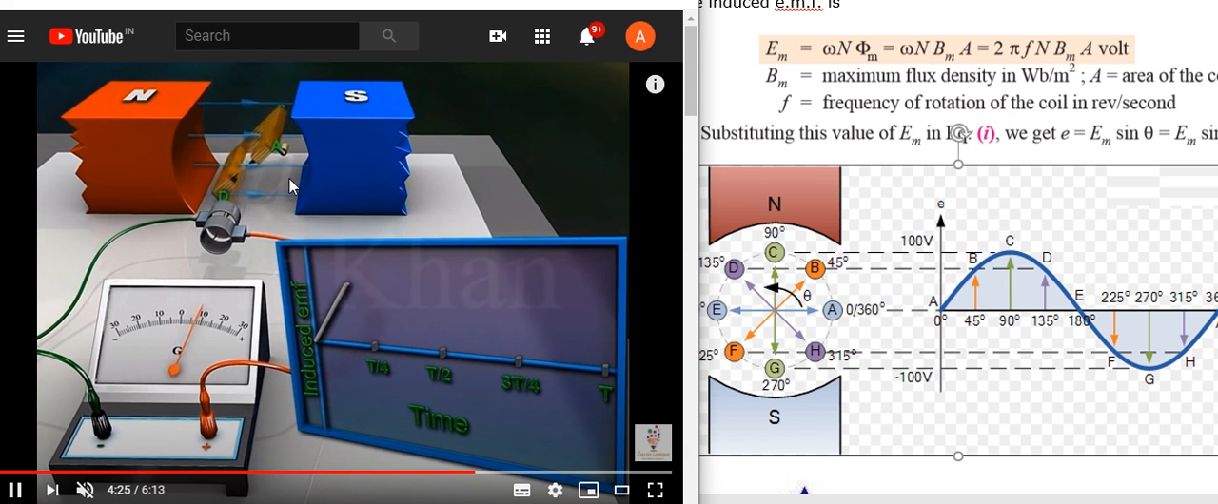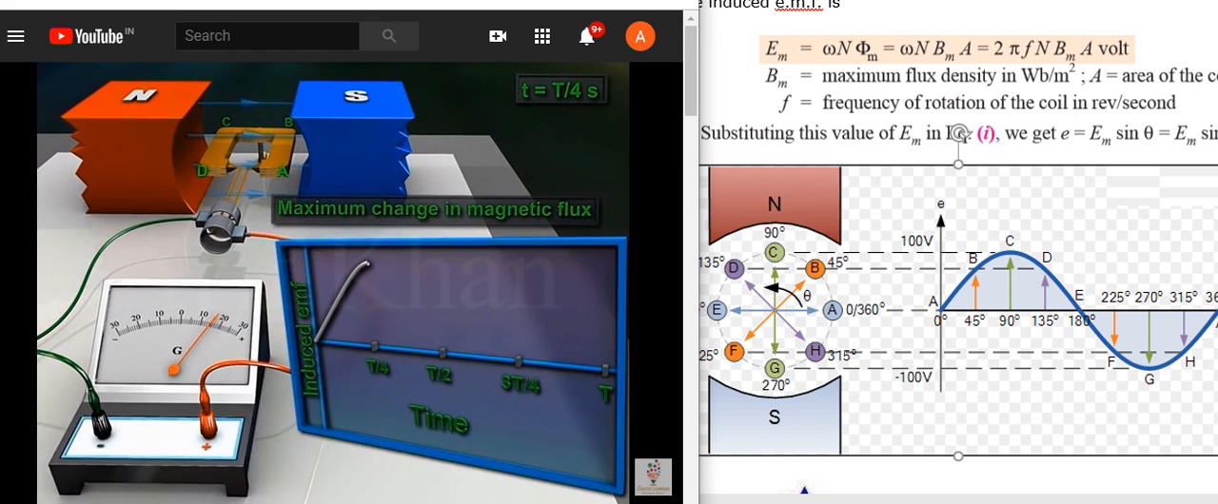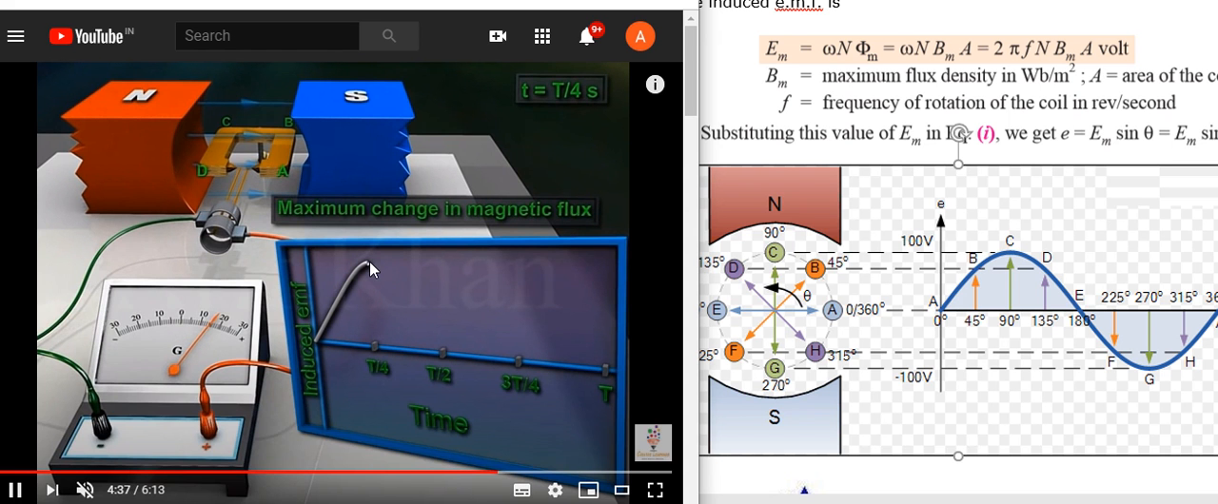Next it rotates through an angle of 90 degrees, that is T by 4. Total is 360, and 360 by 4 means 90 degrees. When it becomes 90 degrees, the coil has reached the point C. 90 degrees means Em sin 90, that is Em. The maximum value of EMF is generated at 90 degrees, so the galvanometer shows the maximum deflection.